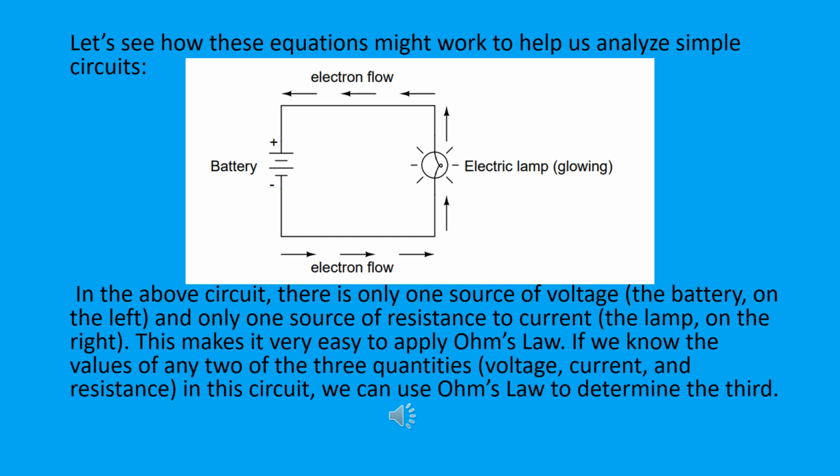Let's see how these equations might work to help us analyze simple circuits. In the above circuit, there is only one source of voltage, the battery, on the left, and only one source of resistance to current, the lamp, on the right. This makes it very easy to apply Ohm's law. If we know the values of any two of the three quantities, voltage, current, and resistance, in this circuit, we can use Ohm's law to determine the third.